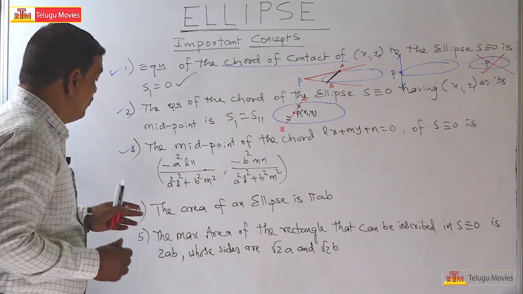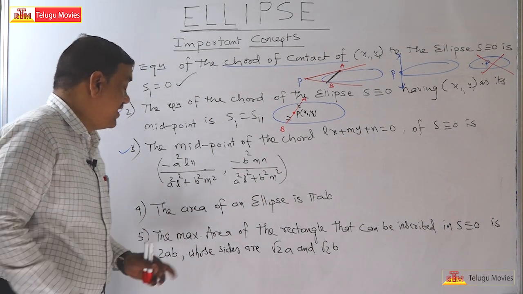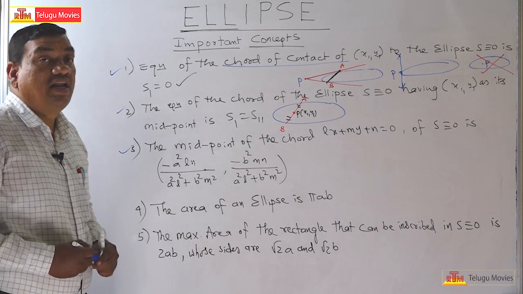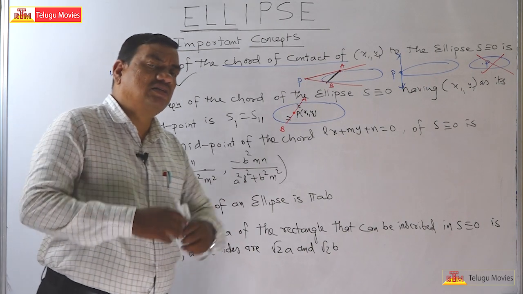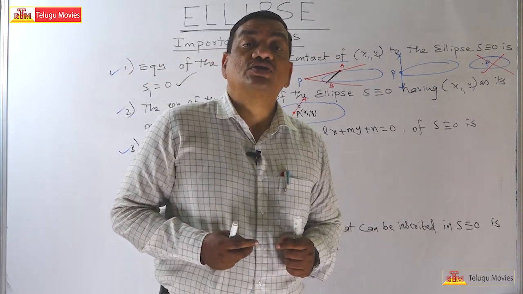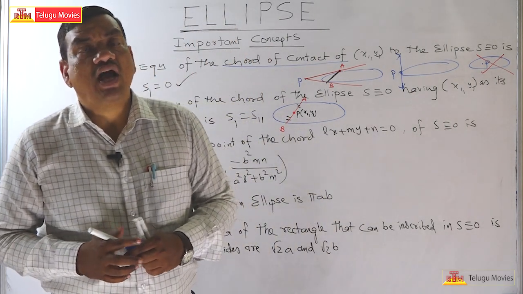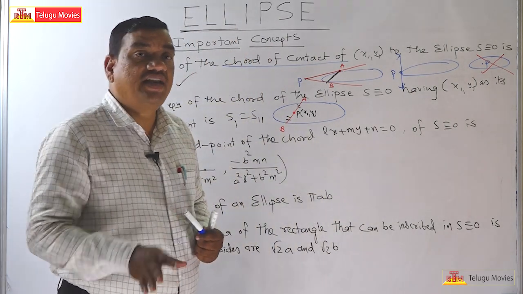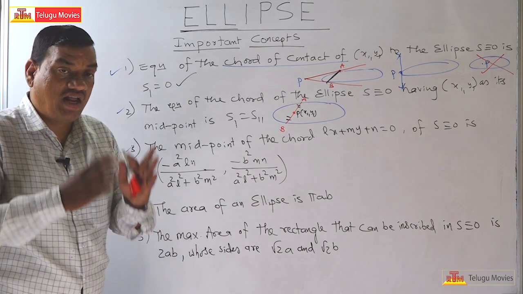Coming to the fourth and fifth, they are very, very familiar. That is, the area of the ellipse is pi AB. Why? Because this ellipse is also a closed figure. It is a simple closed figure, so definitely it will have an area. A finite area it will have. It is not an open curve.